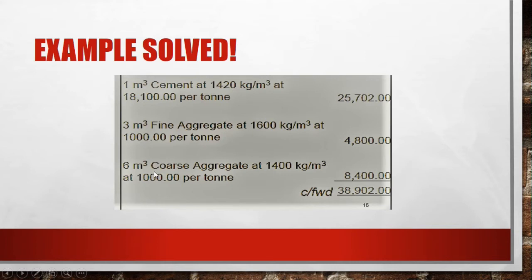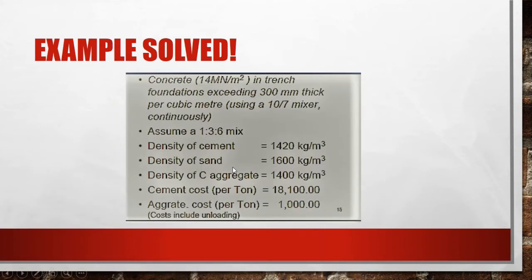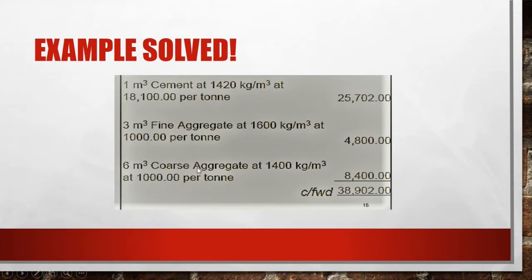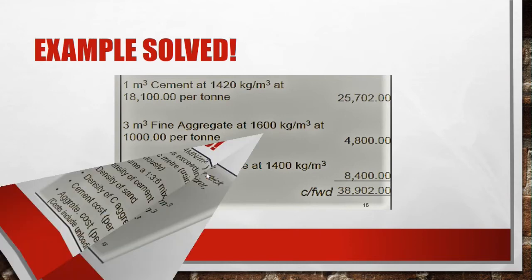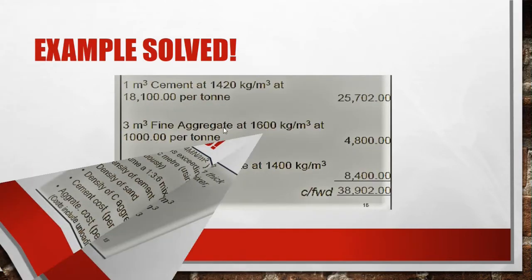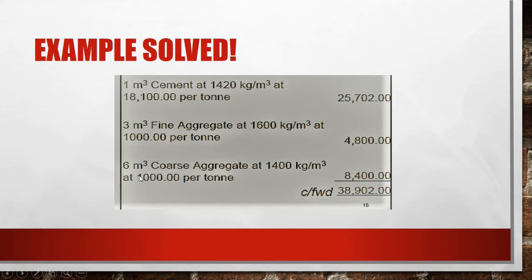And then move to the next, the coarse aggregates. In the ratio, the volume of the coarse aggregates is 6 meter cube. So this 6 stands for 6 meter cubes, and that's the volume in the mix. So 6 meter cube of coarse aggregates at 1400 kilogram per meter cube. That's the density of coarse aggregates.